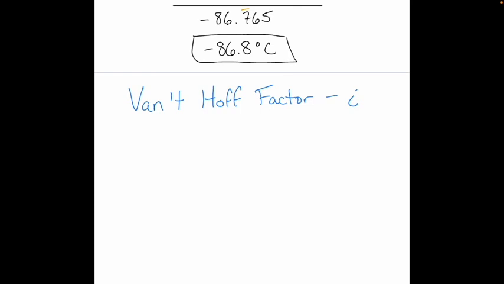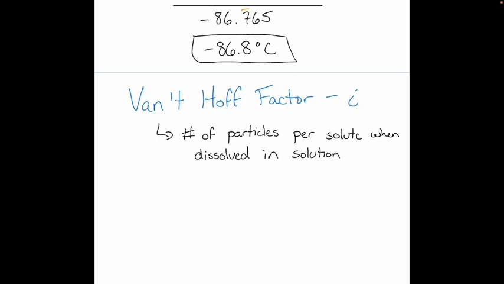So your Van't Hoff factor, this is the number of particles per solute when dissolved in solution. Okay? So we said that for covalent solutes, first of all, what the heck do I mean by a covalent solute? How do I know, given the formula of something like C6H12O6, that this is a covalent solute? This is the formula for glucose, something that we can easily dissolve in water. How do I know, given this formula, that this is a covalent molecule?